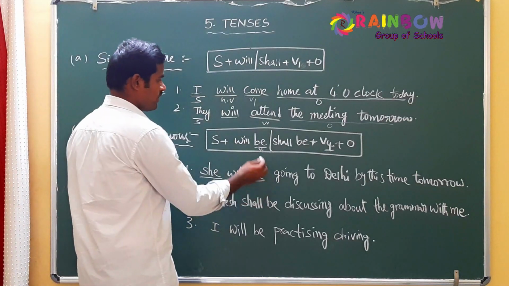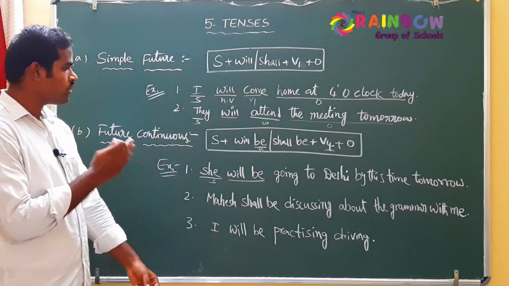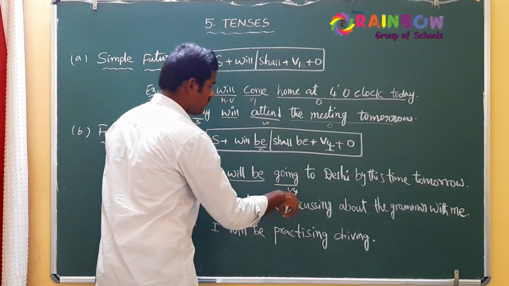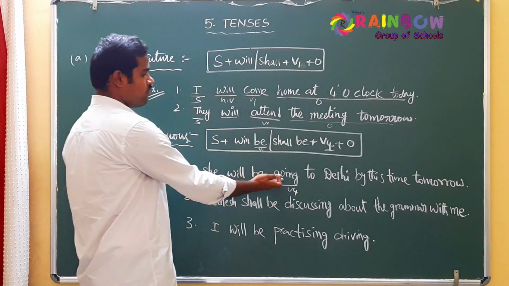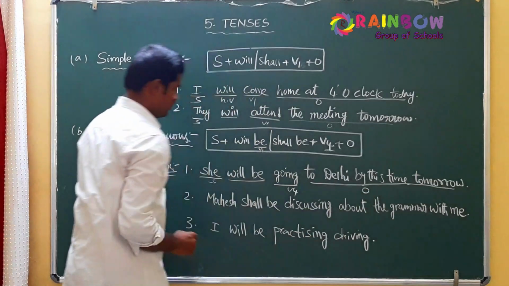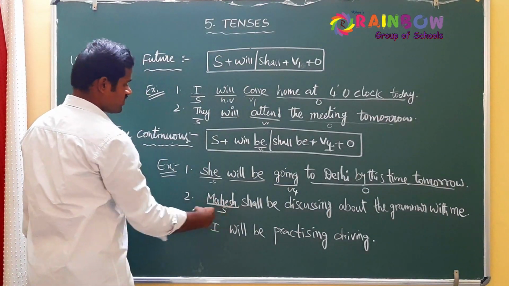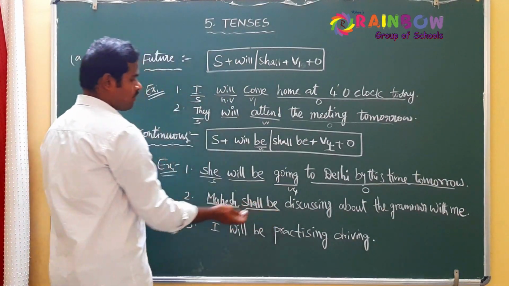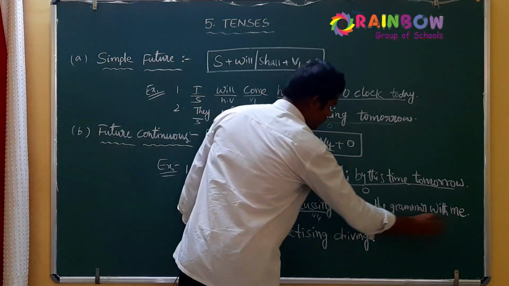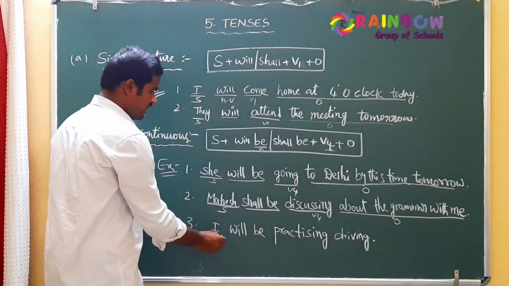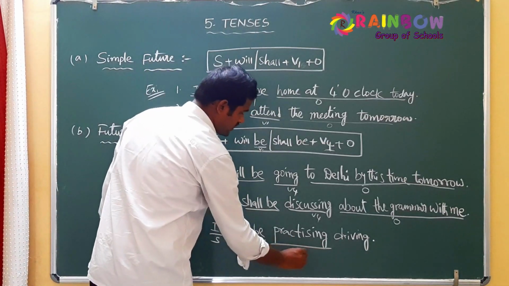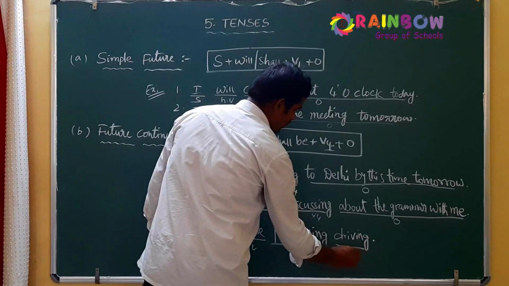See, I have selected will be. You can write shall be also. Both modal verbs function in the same way. And here going is V4. As we heard the term continuous, the verb should always be in V4 form, and the remaining part of the sentence is the object. The next one is also the same. Mahesh is the subject. Here I have used shall be. You can use will be also. Discussing is V4, and the remaining part of the sentence comes under object. And here the subject is I, will be is the helping verb, practicing is V4, and driving will be the object.